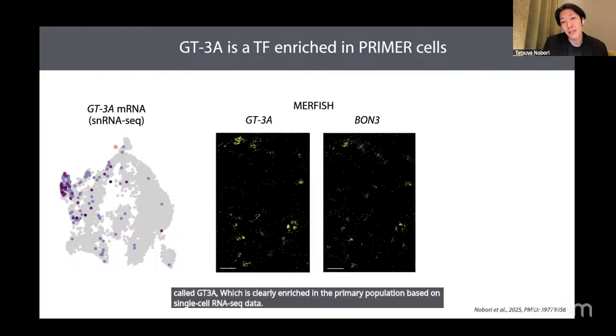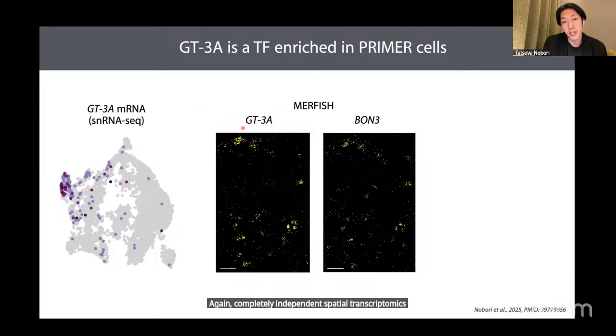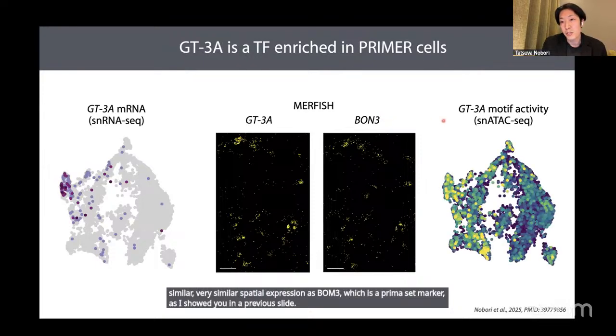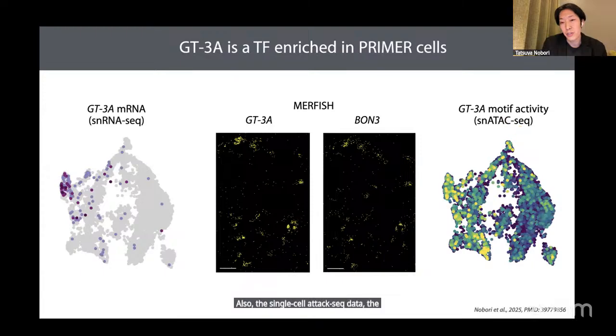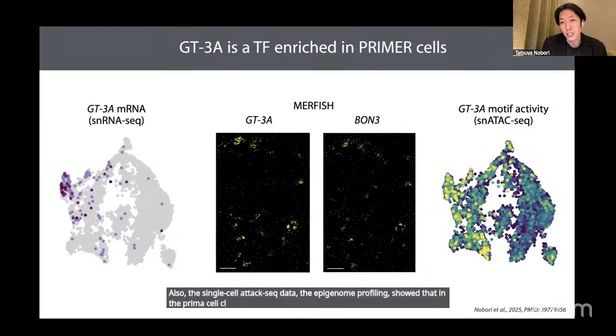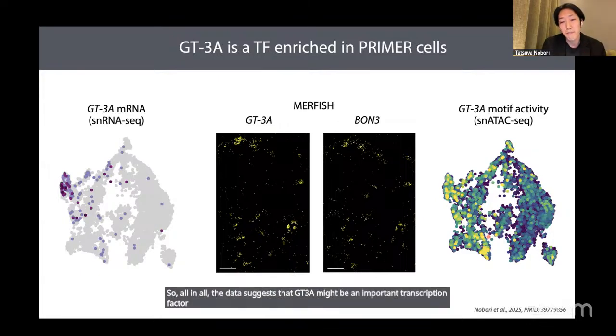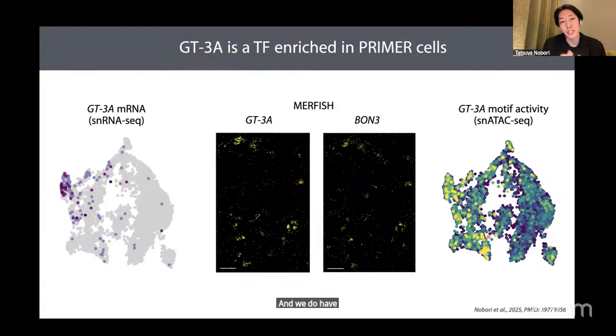Again, completely independent spatial transcriptomics showed that GT3A showed very similar spatial expression as BON3, which is a primer cell marker, as I showed you in a previous slide. Also, the single-cell ATAC-seq data, the epigenome profiling, showed that in the primer cell cluster, the GT3A binding sites are more open genome-wide, so they are ready to be bound by GT3A. So all in all, the data suggests that GT3A might be an important transcription factor in this primer cell. And we do have data showing that GT3A indeed contributes to immune responses.